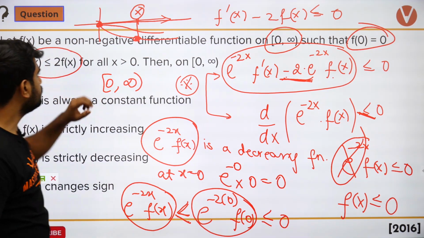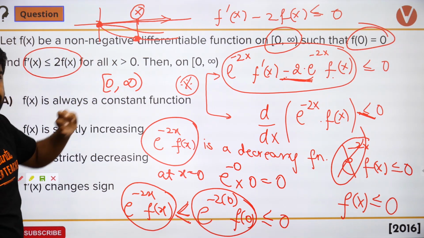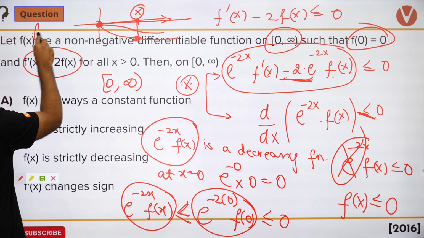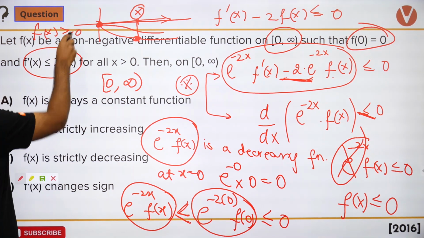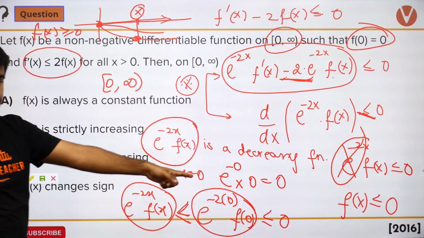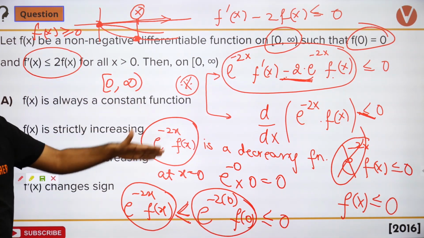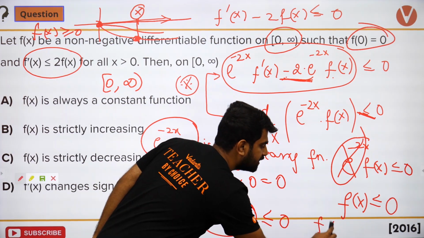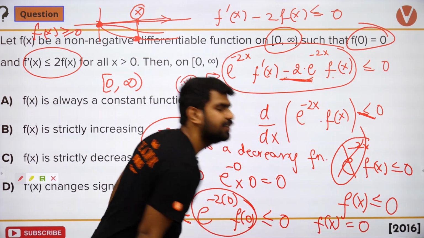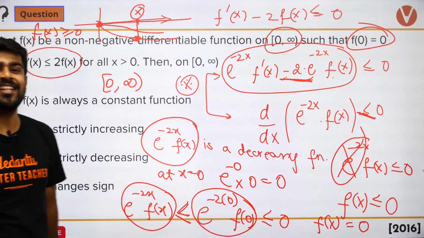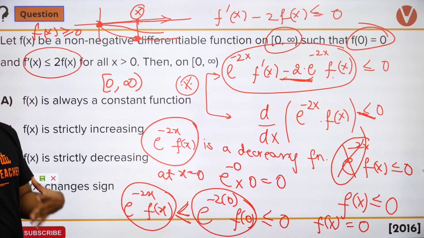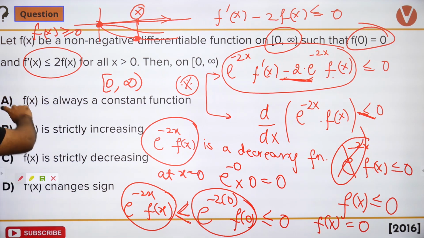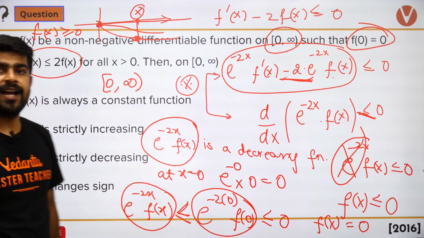Because your f of x is a non-negative function, guys. Non-negative means what? My f of x has to be greater than or equal to 0. But what did we get? We are getting the opposite. F of x has to be less than or equal to 0. So what is the only common point of intersection? The only common point of intersection is f of x has to be 0. That's it. Your f of x has to be 0. So it is a constant function. So that will be my answer for this question.